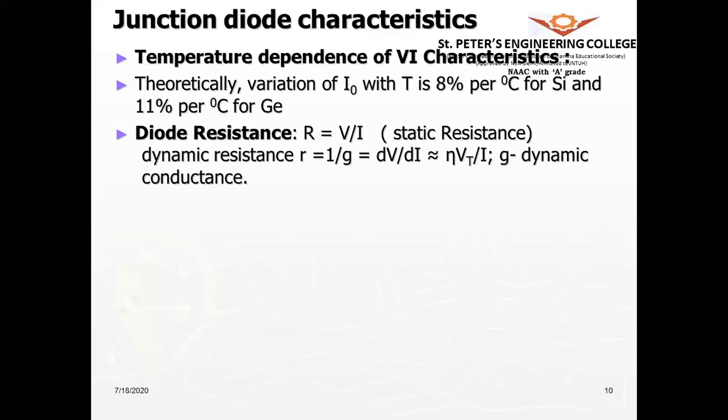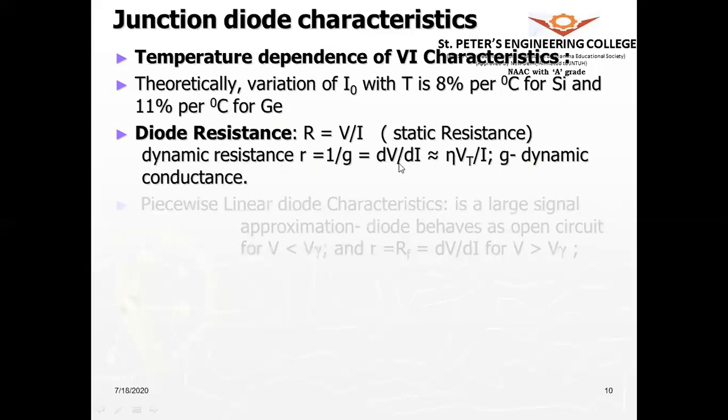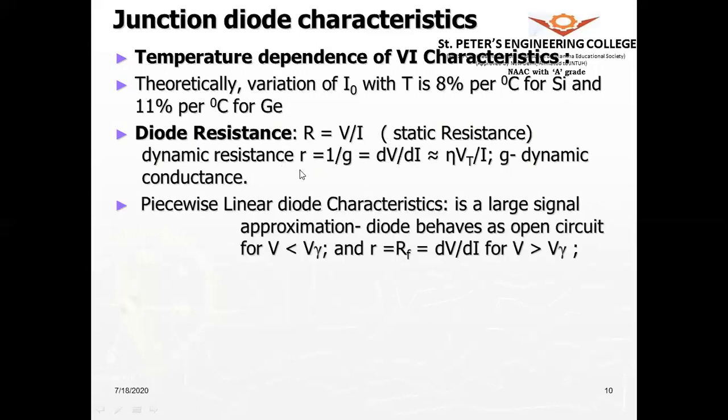The diode resistance R is equal to V by I. We can look at the graph and plot that. When we take the instantaneous resistance, we call it the dynamic resistance, which is given by R equal to 1 by G, and that is approximately equal to eta times Vt by I.